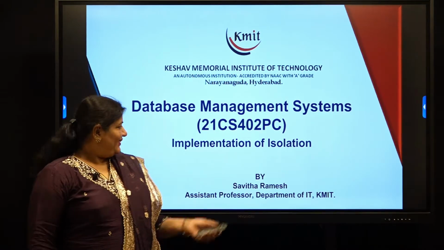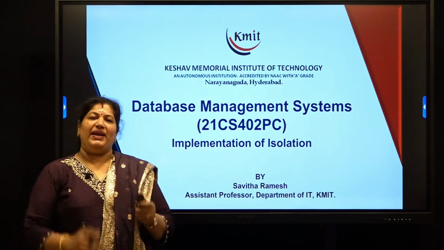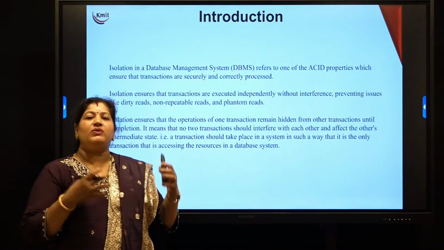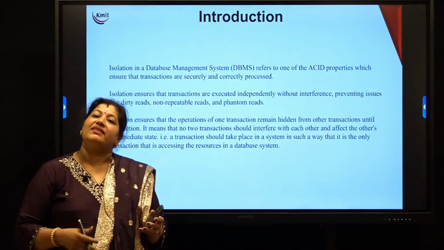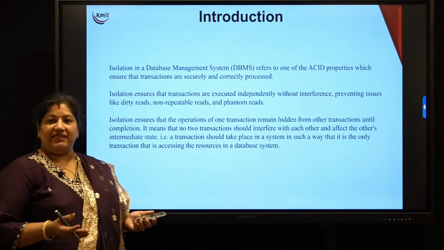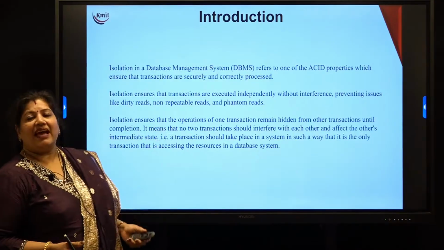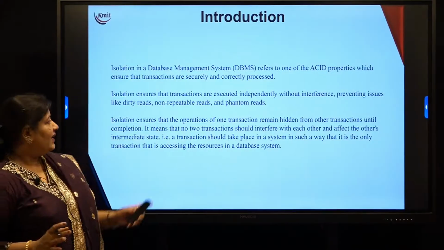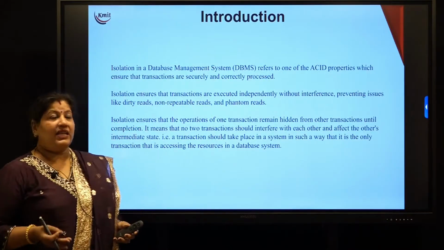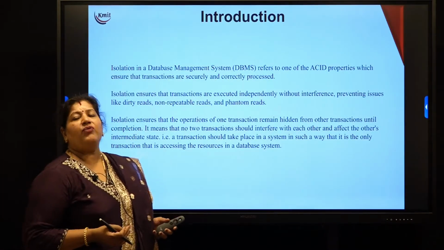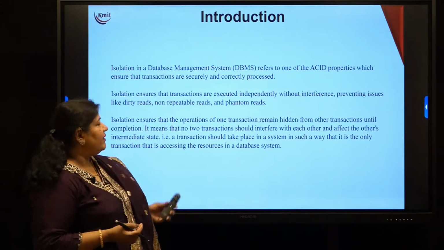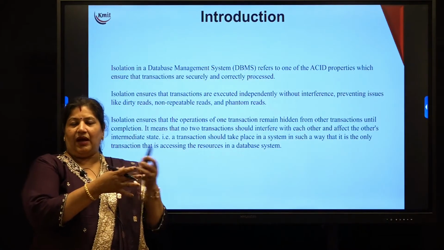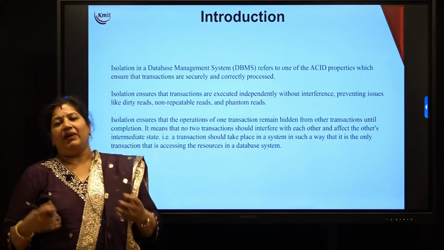Hello everyone. Today we will see how we implement isolation. Isolation is one of the ACID properties used to ensure data consistency and integrity. What does it say? It ensures that transactions are executed independently without interference, preventing issues like dirty reads, non-repeatable reads or phantom reads. You have seen that when we say dirty reads, you are reading uncommitted data which is modified by one transaction by the other.